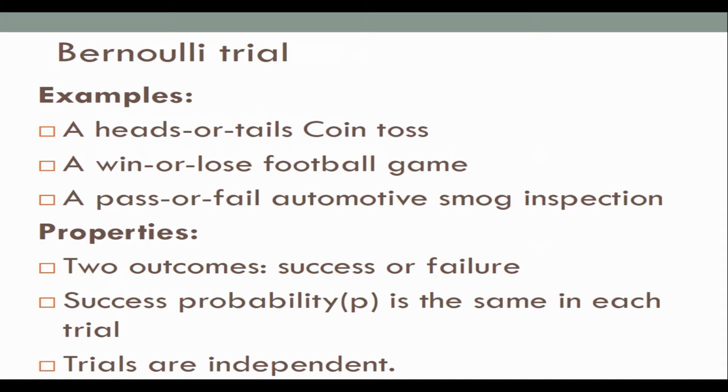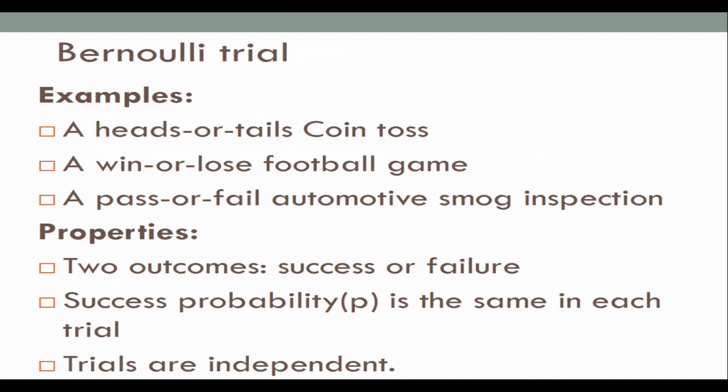Before looking at the binomial distribution, here is the definition of a Bernoulli trial. What kind of trial can be called a Bernoulli trial? A Bernoulli trial usually has 2 outcomes, such as a heads or tails coin toss, a win or lose football game, or pass or fail automotive smog inspection. Those are all Bernoulli trials. For each trial, there are two possible outcomes, success or failure. And the underlying success probability p is the same through all the trials. And if we repeat those trials, each trial should be independent from the others.